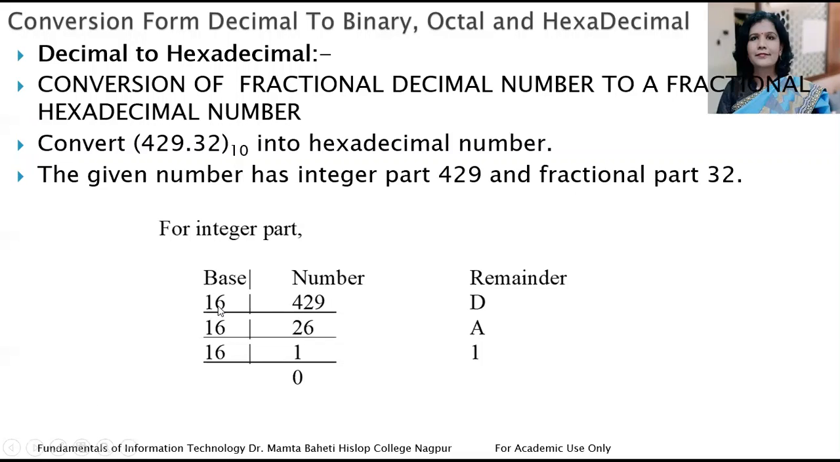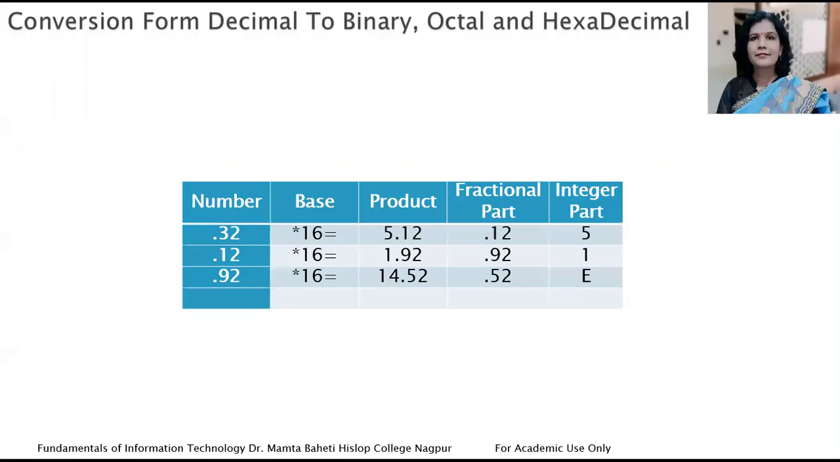प्रॉपर डिवाइड नहीं होता है तो 16 26 आएगा, remainder is 13. So we have replaced that 13 with D. Then 16 ones are 16, remainder is 10. We have replaced it with A. Then 1 is less than 16, so division is not possible. We'll carry forward that 1 as it is and we'll read it as 1AD. So 429 ka equivalent hexadecimal number is 1AD.